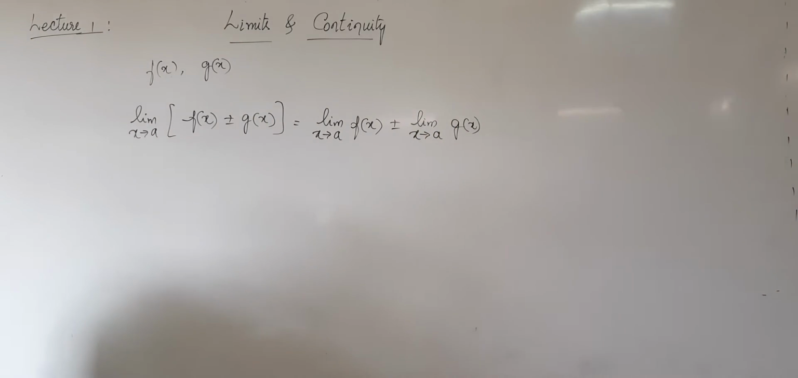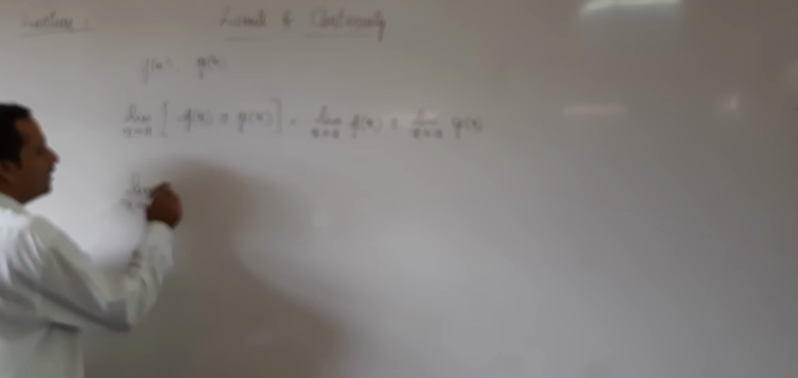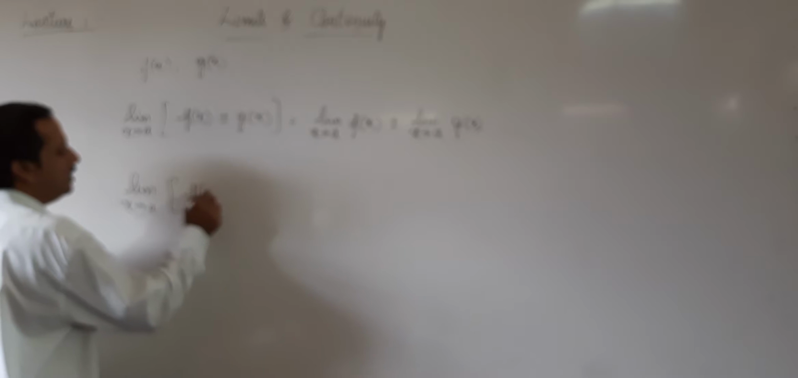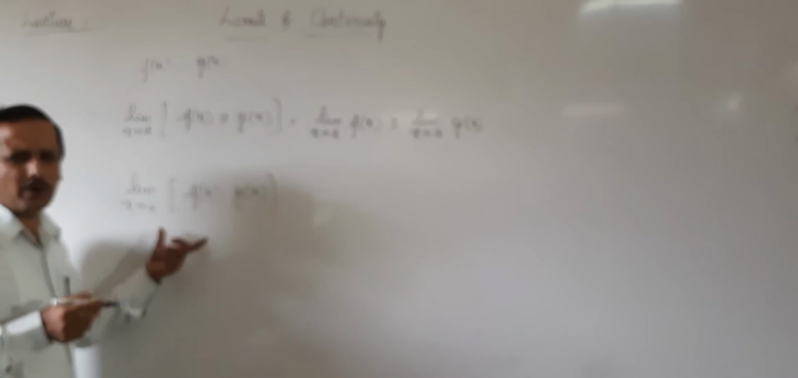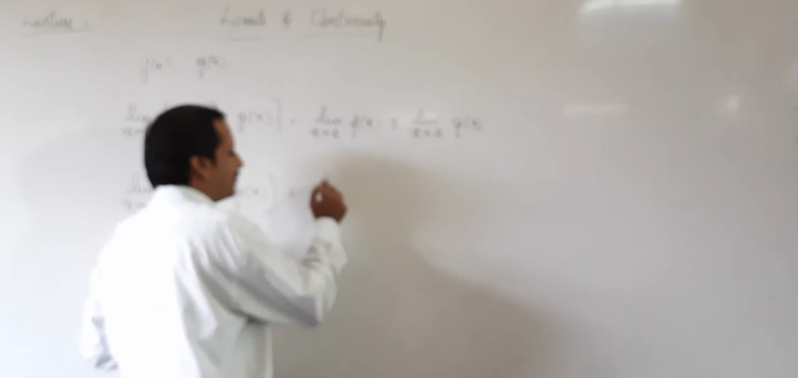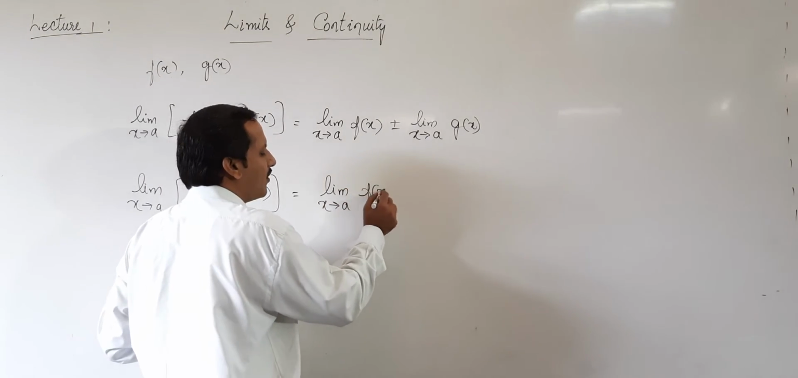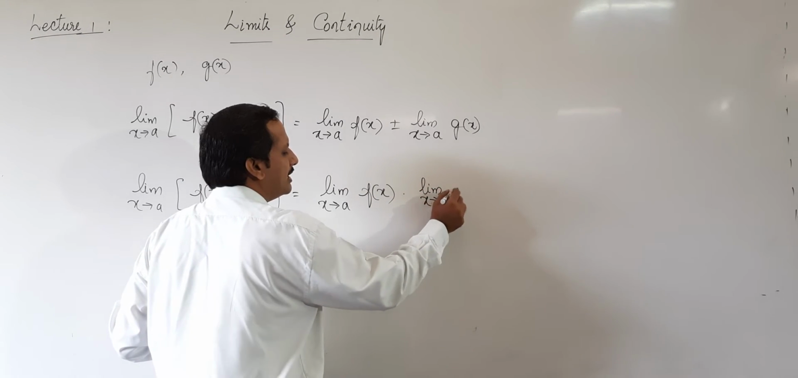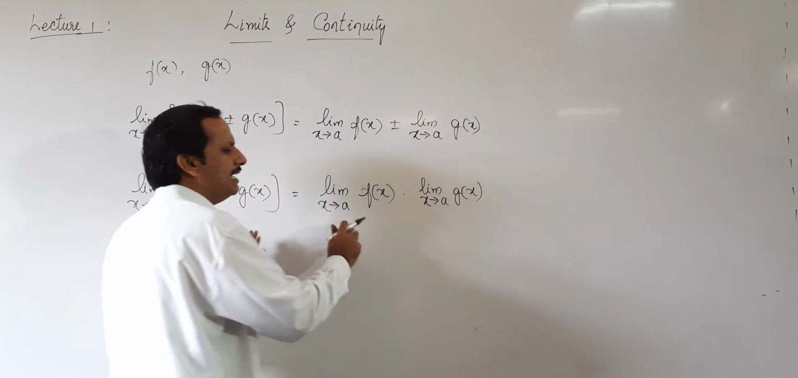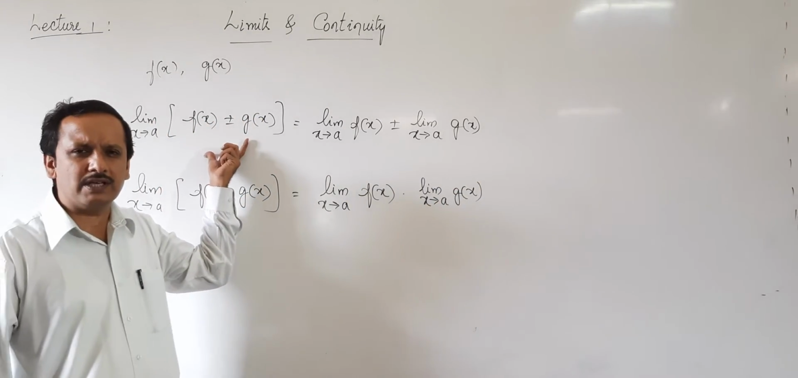Okay. Then the limit as x approaches a of f(x) into g(x). See, if I want to apply the limit for the product of two functions, you can apply the limit for these two functions separately: the limit as x approaches a of f(x) into the limit as x approaches a of g(x). We can apply the limit separately and multiply. Similarly with sum and difference.